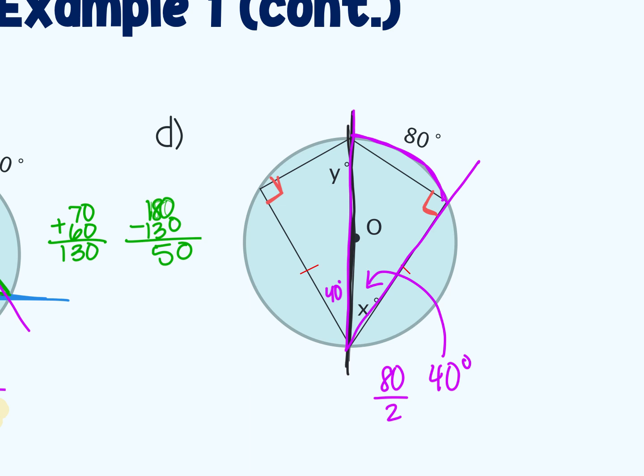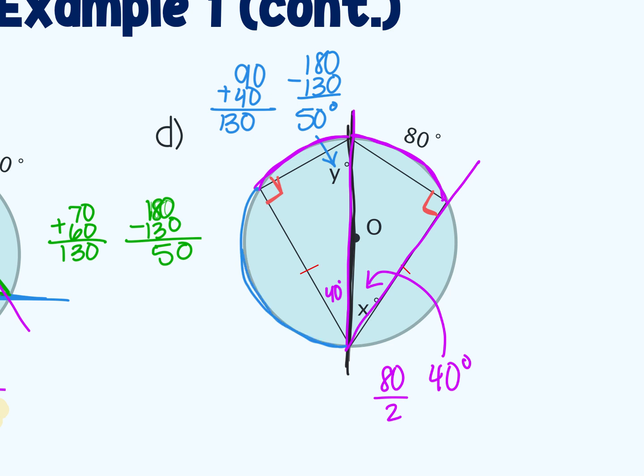And then how would I find my y? Can't you just add 90 and 40? Good. Subtract that from 180. I can do it that way. So I have 90 plus 40, I get 130. 180 minus 130 is 50 degrees for y. There are a couple ways you could have done this as well. If this was also 80 degrees, this would have been 100 degrees. And then this is my inscribed angle for y. 100 divided by 2 is 50. So there are multiple ways to find these, as long as you can identify which one you're using.